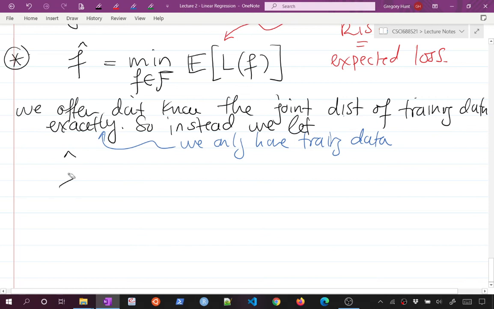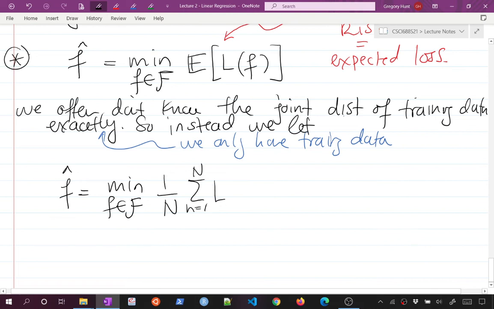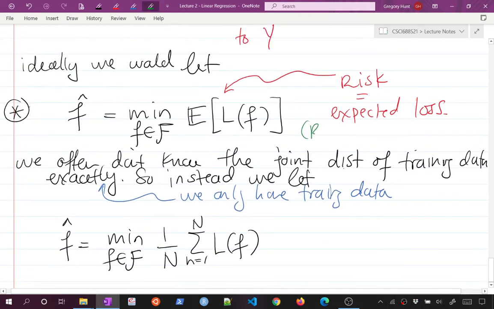So instead, since we can't calculate this expectation because we don't actually know what the probabilistic model is, I'm just going to minimize over an empirical version of this, i.e., I'm just going to minimize the average loss over my training data. And so this is called empirical risk minimization.